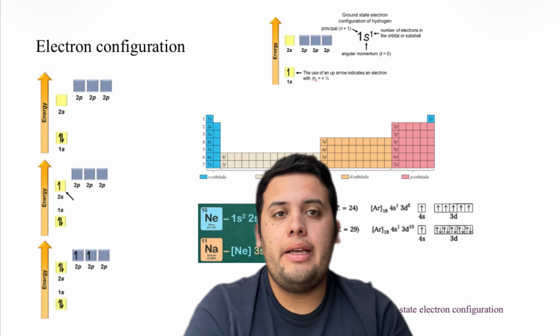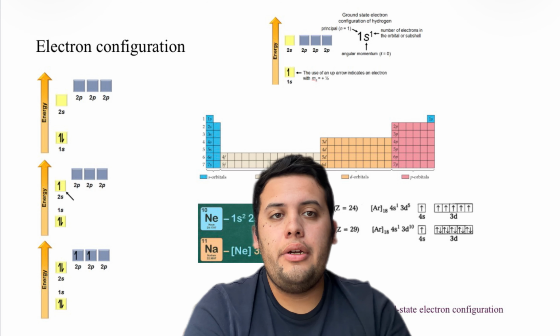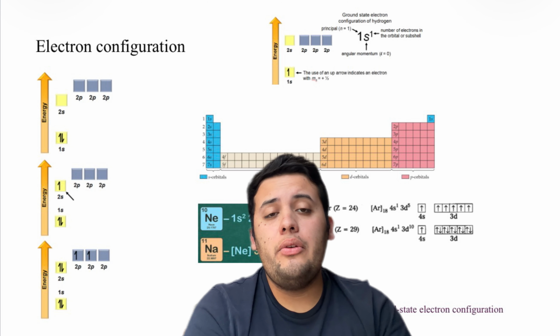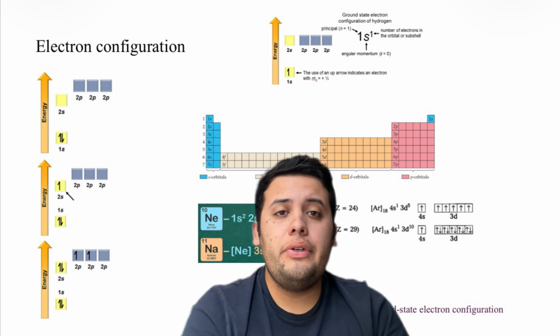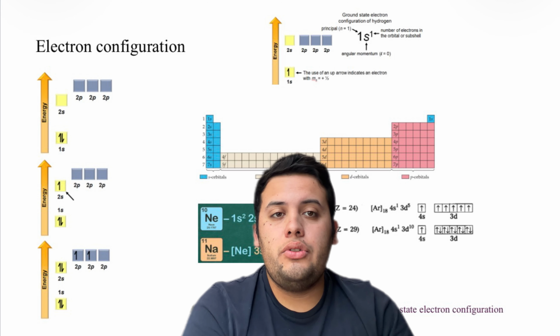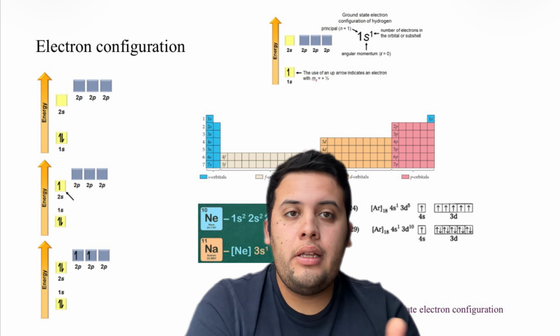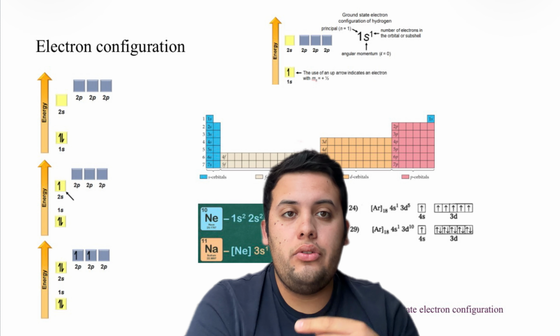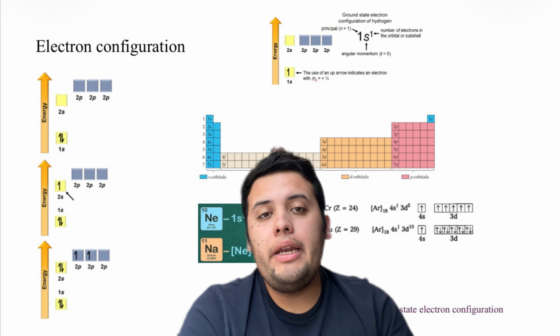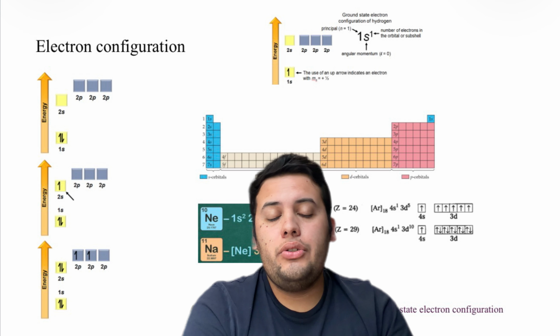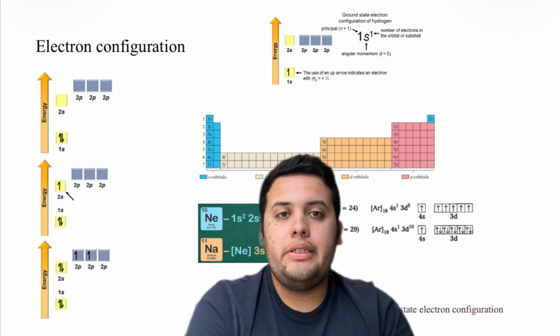Let's look at an example shown here with neon, which has 10 electrons. Following the rules of electron configuration, two of these electrons fill the 1s orbital, 2 electrons fill the 2s orbital, and the remaining 6 electrons fill the 2p orbitals. So the electron configuration of neon is 1s2, 2s2, 2p6.